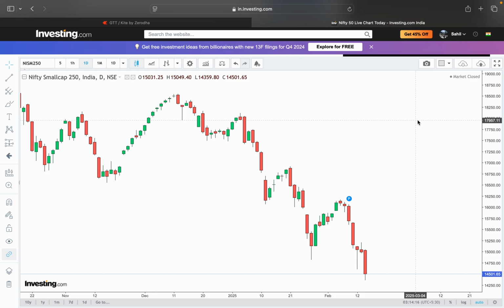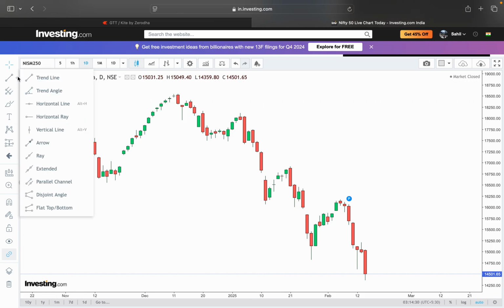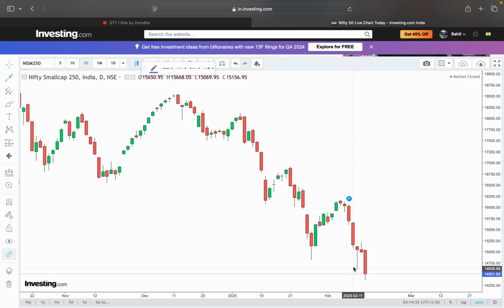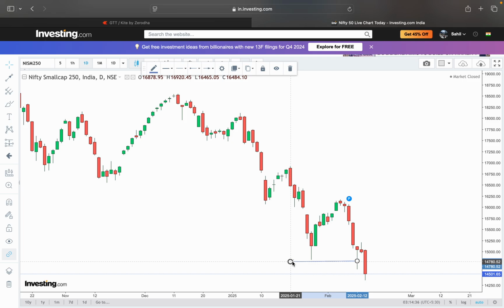It is very rare to see a hammer pattern form on the index, and then even rarer for the index to close below the hammer pattern. The chart in front of me is that of the Nifty Small Cap 250 index, and as we can see here, the candlestick marked here is the hammer that was formed.